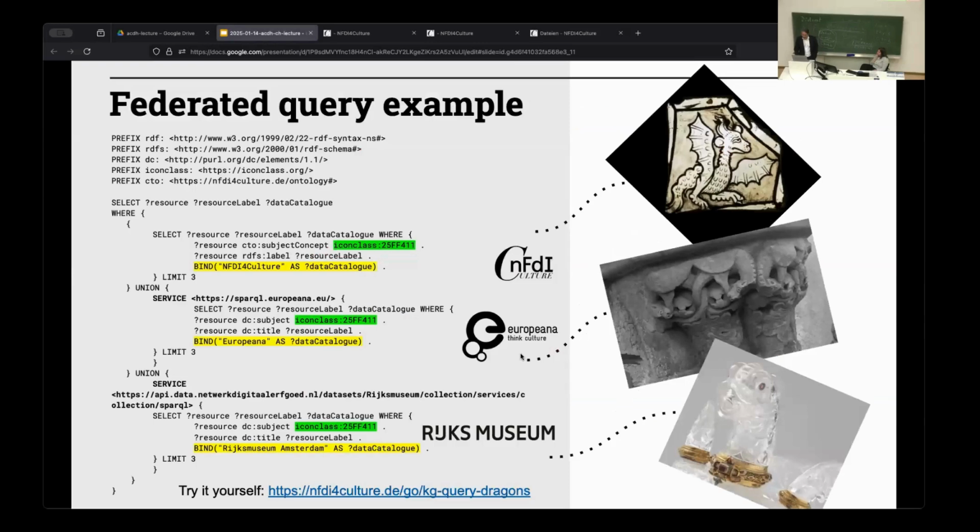And this works. I'm not explaining the query now. I've put that on the slides, and you can download the slides and try it for yourself. But this is just for display, as you see. So this query federates all these research repositories, and you will find the medieval stained glass dragon from NFDI for Culture, but also that very nice archetype here with a stone dragon from Europeana, and also that wonderful plate, a glass plate with a dragon figure from the Rijksmuseum. And I think this is my example for how federation really distributes access to data in such a linked data system.